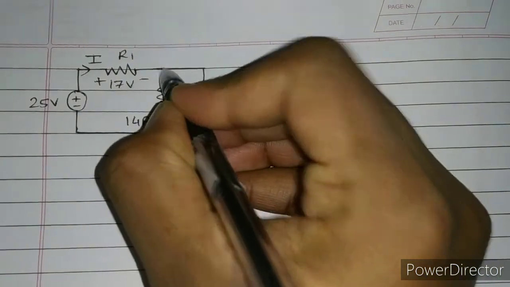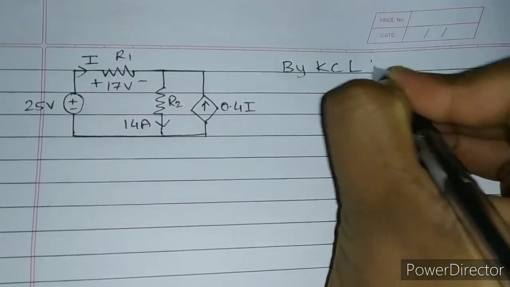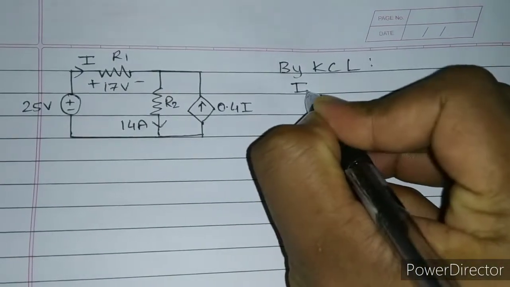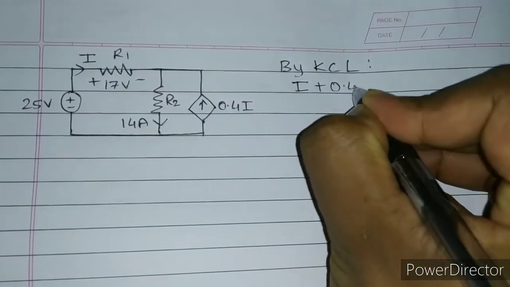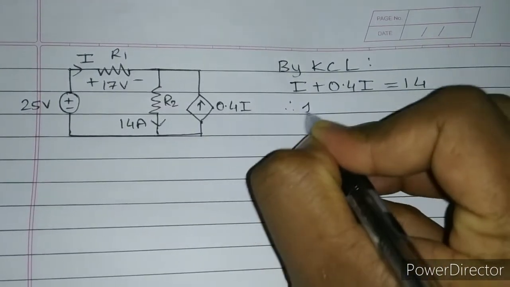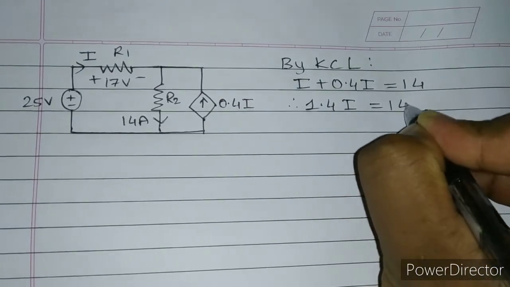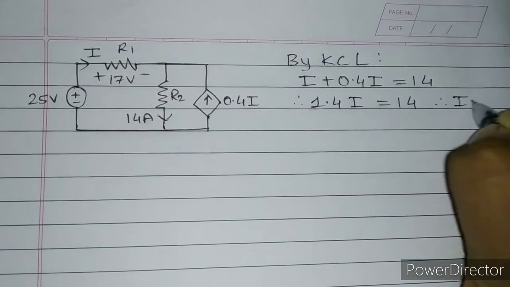By applying KCL at this node, we get I plus 0.4 I is equal to 14 amperes. So 1.4 I will be equal to 14 amperes. Therefore I is 10 ampere.